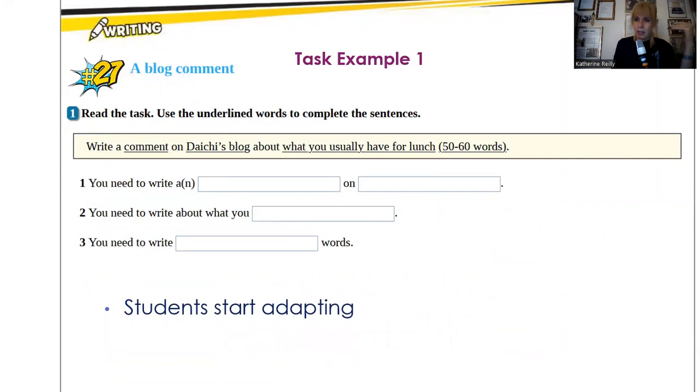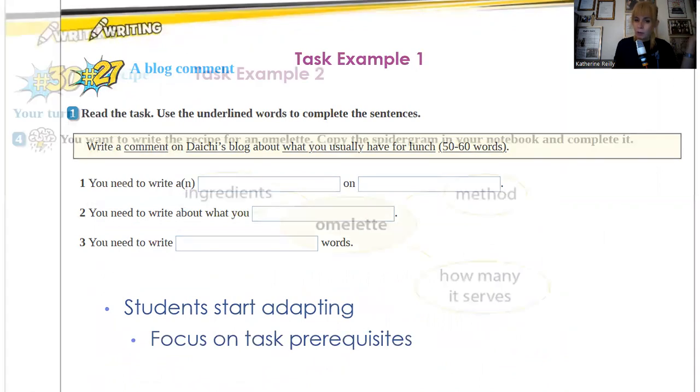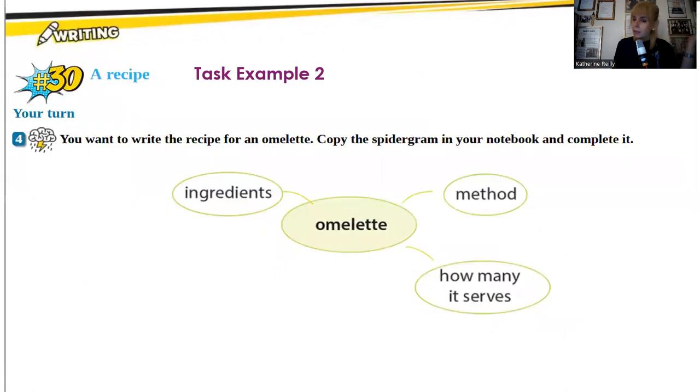Students start adapting. They start figuring out all these little clues concerning critical thought, underlining the proper explanation from the task. We're focusing on task prerequisites. And if they find it difficult, offer them alternatives. Each individual's mind works in a different way. In this case, we have a spidergram. Did you know that many students actually find this way more productive for them to develop their critical thinking?